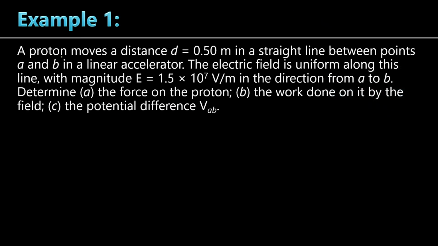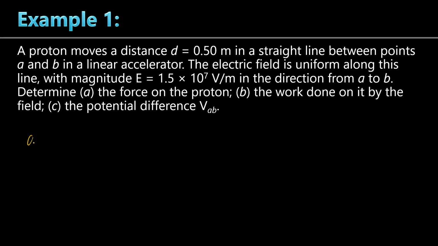Sample number 1. A proton moves a distance d equals 0.5 meters in a straight line between points A and B in a linear accelerator. The electric field is uniform along this line with a magnitude of 1.5 times 10 to the 7 volts per meter in the direction from A to B. Letter A, determine the force on the proton, and letter B, determine the work done on it by the electric field, and letter C, what is the potential difference VAB?